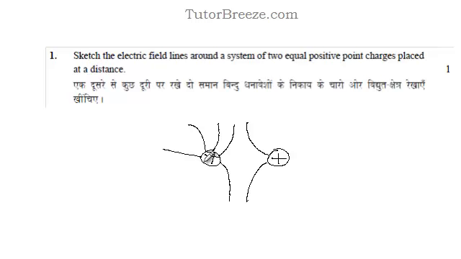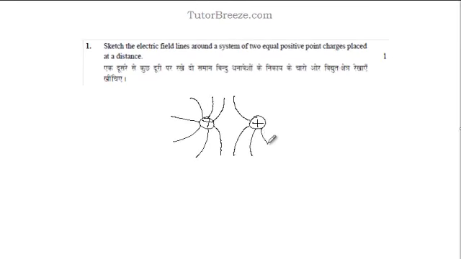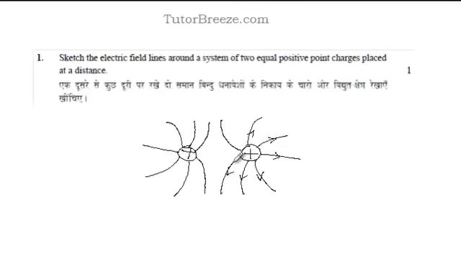And remember that these field lines don't cross each other. So don't draw intersecting field lines. And the field lines start at a positive charge and end at a negative charge. So in this case, we have a positive charge, so the field lines are all outward.